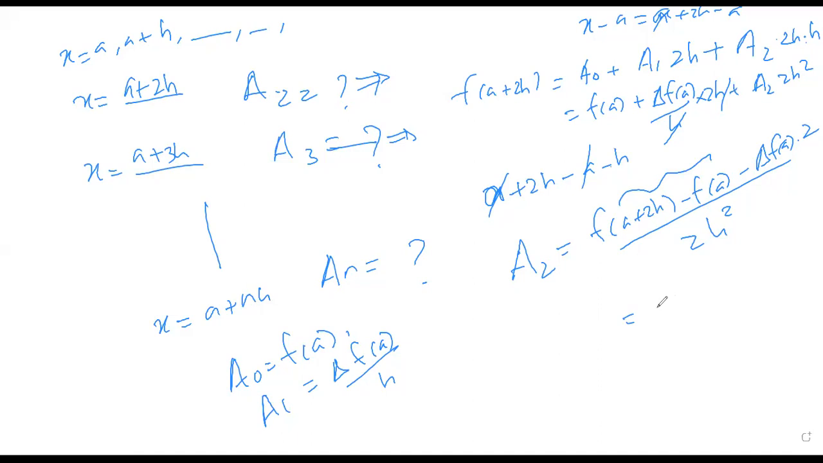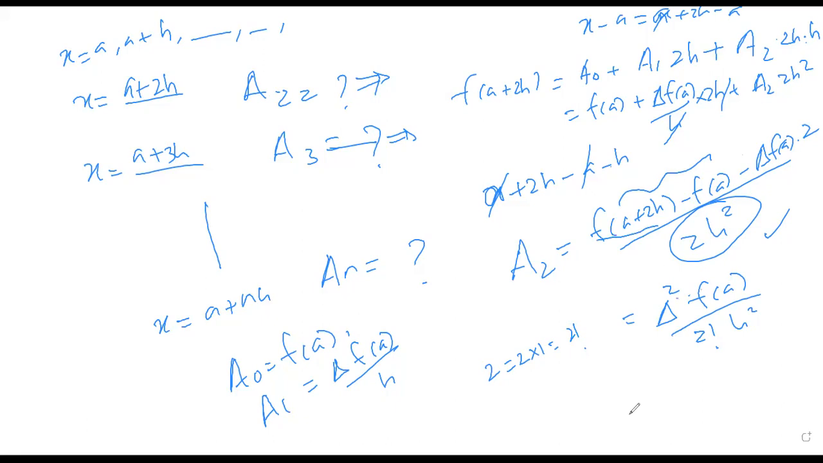A2 is equal to, okay, your answer should come like this: delta squared fa divided by 2 squared into h squared. Okay, this is also already there. So 2 is equal to 2 factorial now. 2 times 1 is equal to 2 factorial. That is okay. So you have to make this one into this format. So what is that one? For example, how can I possibly make this format?